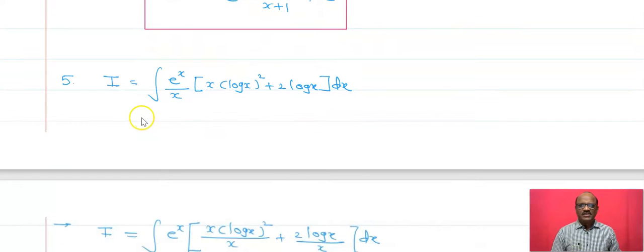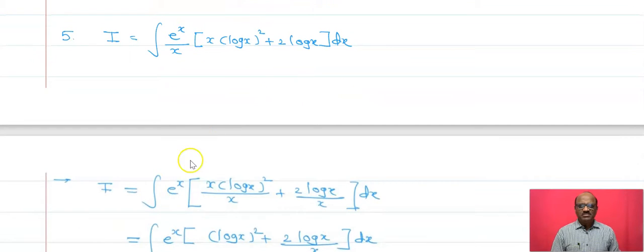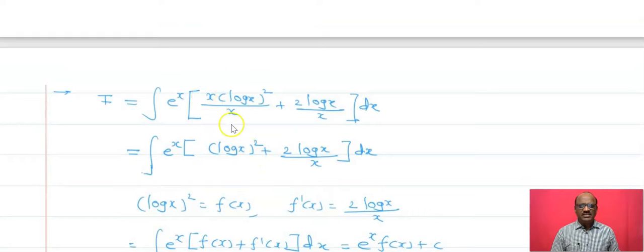Now, the next problem is also very interesting. I is equal to the integral of e raised to x times ((x log x) whole square plus 2 log x) upon x, dx. Now split this up like this. Simplify this e raised to x. Now divide by this x: (x log x) whole square upon x plus 2 log x upon x. Then this x will get cancelled. Here you will get x (log x) square and plus 2 times log x upon x.